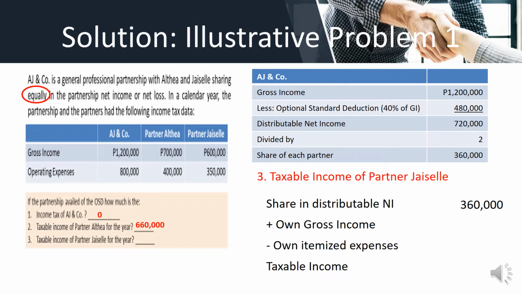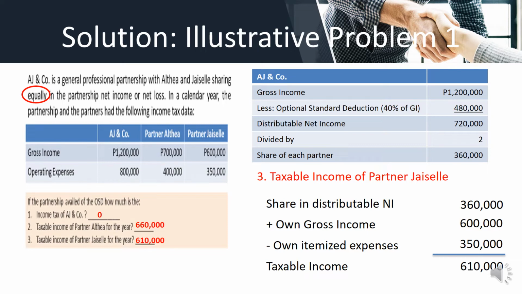Then we add the own gross income of partner JCell. According to the problem, it amounts to 600,000. Then, we will deduct the own itemized expenses of JCell amounting to 350,000. So therefore, the taxable income of partner JCell will be 610,000. And that will be our answer for number 3.